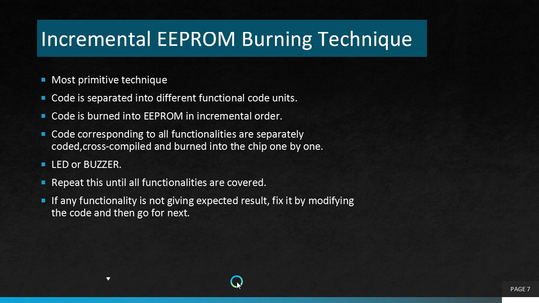Here, there is an LED or buzzer provided to indicate correct functioning. If there is any mistake while running or cross-compiling the functionalities, the LED will glow or the buzzer will ring. We need to repeat this until all functionalities are covered. If any functionality is not giving the expected result as we want, then we need to fix it by modifying the code, and then only we can go for the next step.